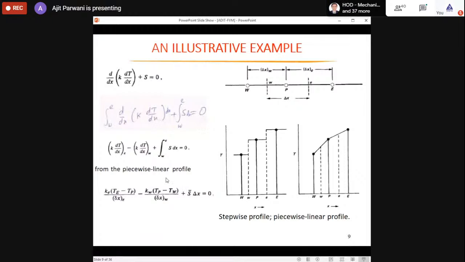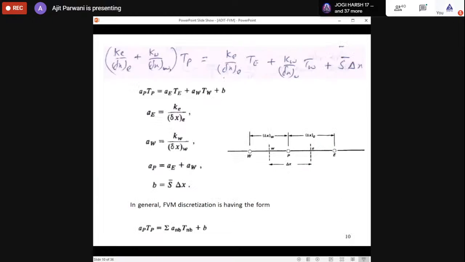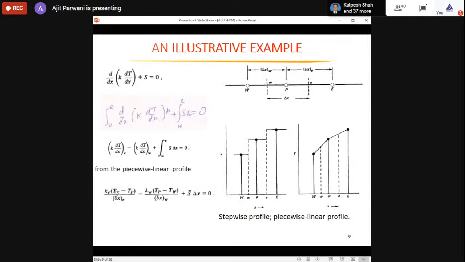So this is the discretized equation. Now, in the finite volume method, there is a particular form of representing this discretized equation. The form that the finite volume method uses is this: APTP is equal to AETE plus AWTW plus B. So we need to convert this equation into the standard form of the finite volume method.